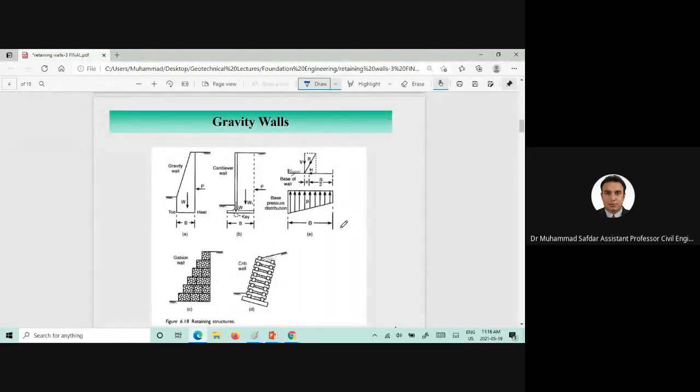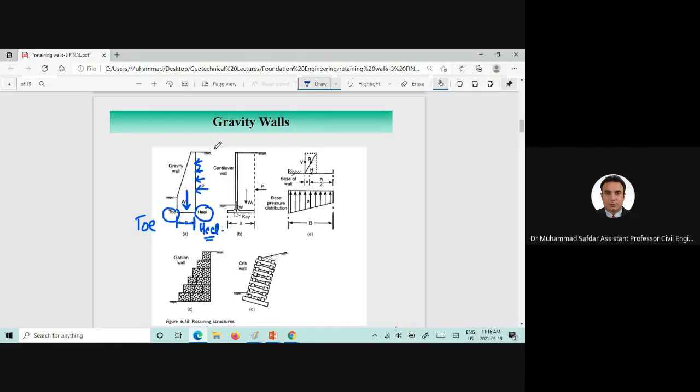Now, if we look into the cross section of the gravity wall, we can clearly see here that the weight would be acting downward and the lateral forces would be acting in the horizontal direction in such a way. This is the base of the retaining wall. This portion is known as the toe of the retaining wall, and this portion is known as the heel of the wall.